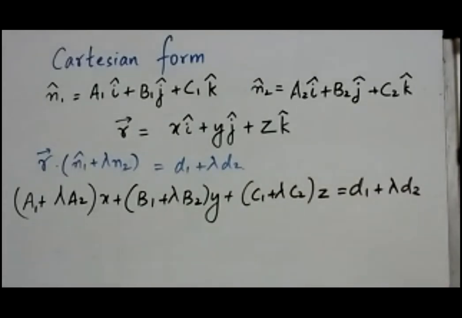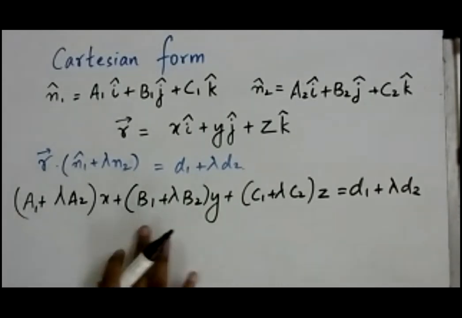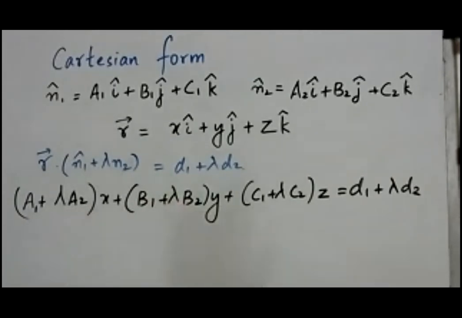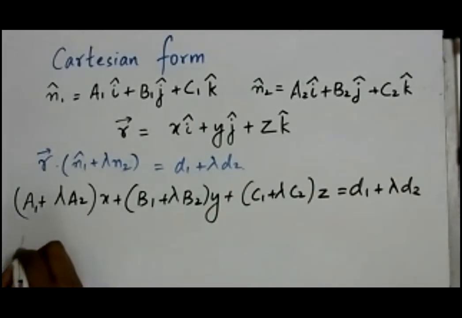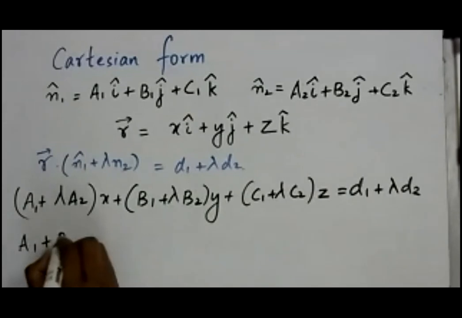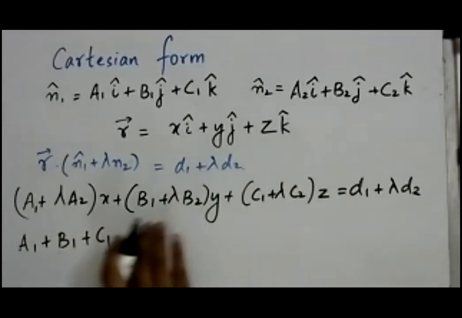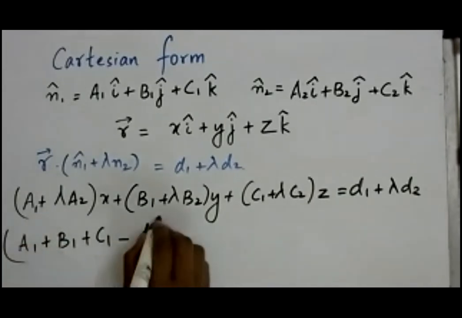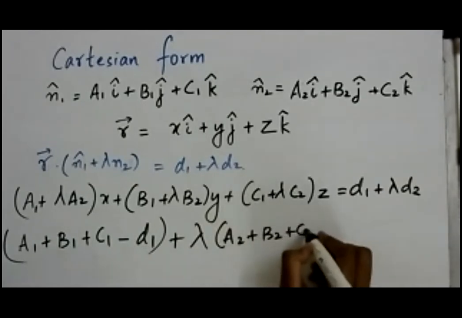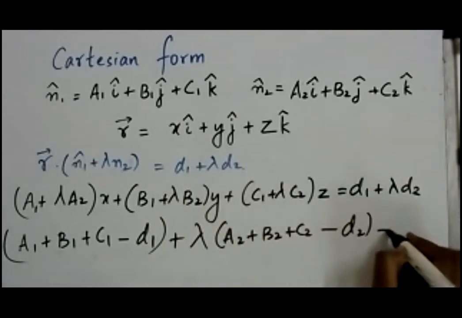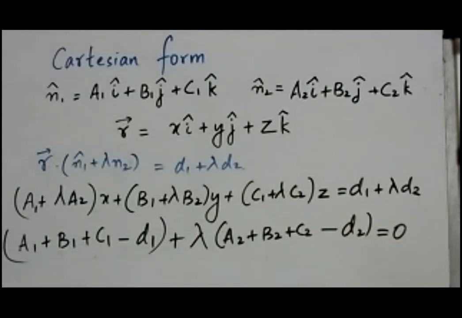Now I'm going to club all the a1, b1, and c1 and a2, b2, c2 together, the ones with subscript 1 and the ones with subscript 2 separately. On doing that, I get a1 x plus b1 y plus c1 z, and bringing d1 here, minus d1, plus lambda times a2 x plus b2 y plus c2 z minus d2, which is equal to 0. This is the Cartesian form for the equation of a plane passing through the intersection of two given planes.